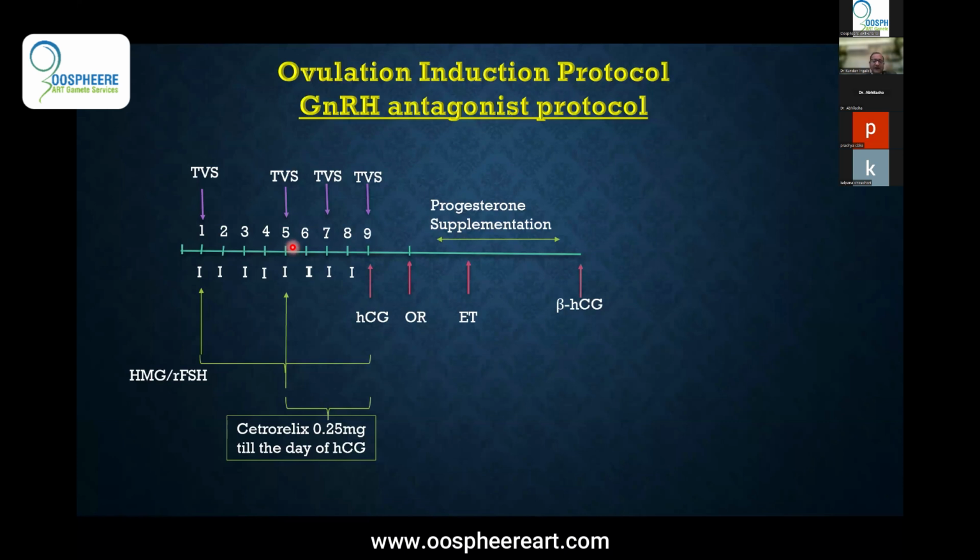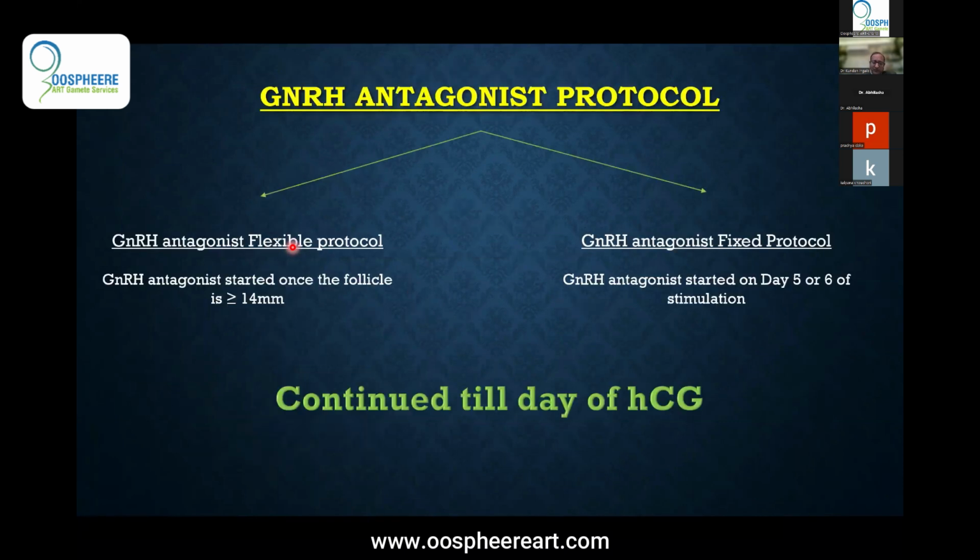So yes, the antagonist has two protocols. One is called the flexible protocol, meaning you are not fixed on the day; you are flexible according to the follicular size. So in one patient you might start after 7 days of stimulation, but in another patient you might start after 9 days of stimulation. But it is not based on the days, it is based on the follicle size.